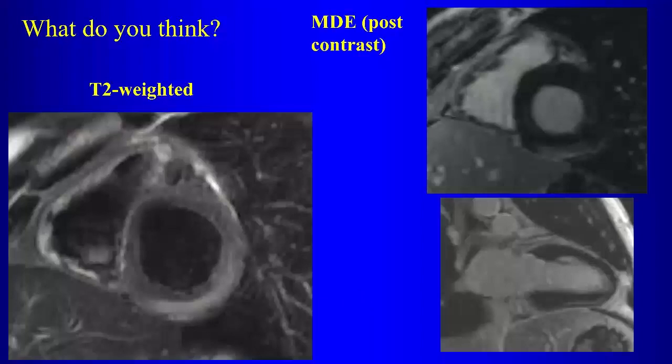Is there edema? Well, you tell me, is there edema? Yes. So where's the edema? Apical myocardial. This is the short axis view, right? So which wall is this? Yeah, so that's along the inferior wall there, right?